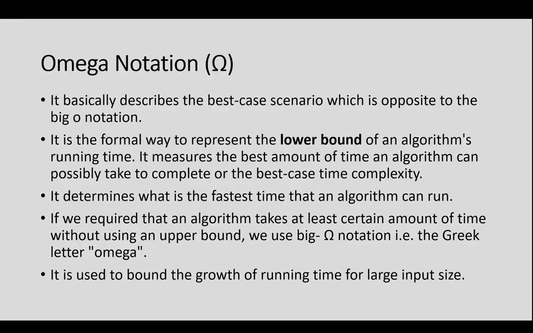Okay. And if we require that an algorithm takes at least a certain amount of time without using an upper bound, we use big omega notation, that is the Greek letter omega. Got it? Upper bound means it is giving us the worst case. So without using the upper bound, if we want to show an algorithm taking the least amount of time, you have to use the big omega notation.